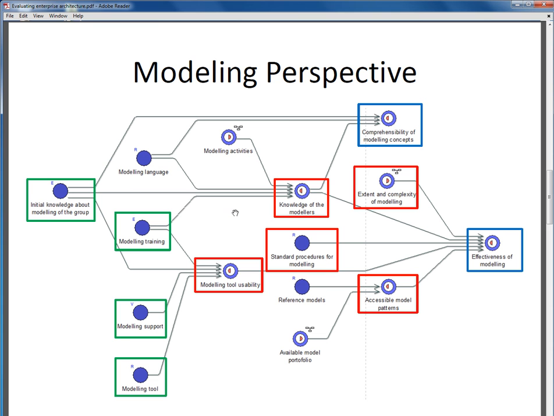There are 2 reference results. First is the extent and complexity of modeling, which is referenced from quality management. And the available model portfolio; they both originate from the coordination aspect. These factors and intermediate results are decisive for the effectiveness and economics of modeling performance.